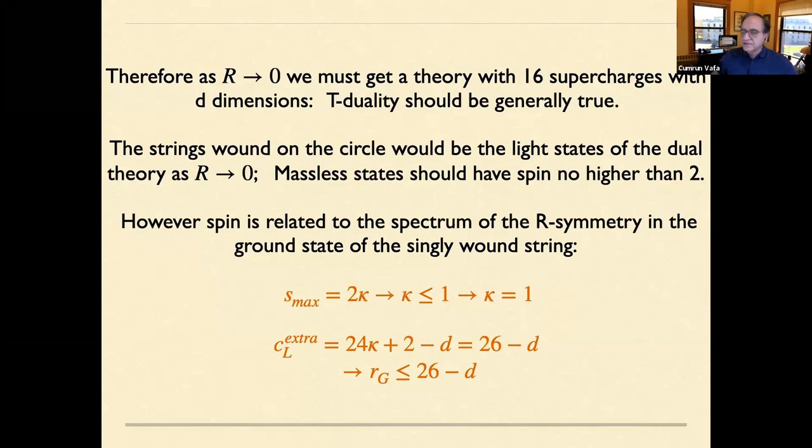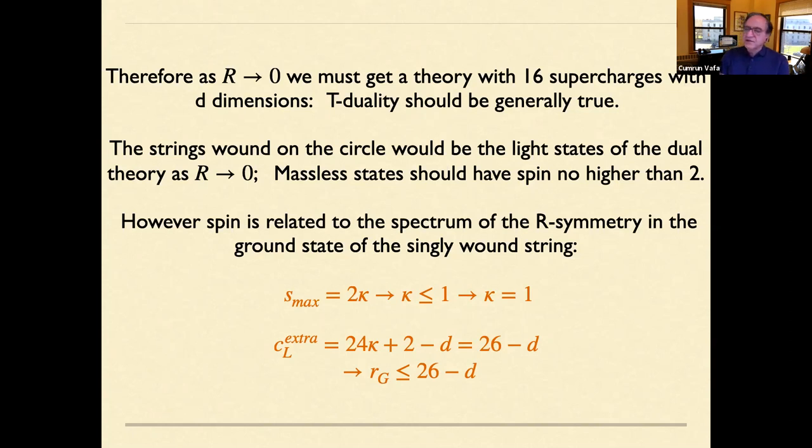So you start with a large circle and you wind a BPS string in your field around it, and you look at the lightest states on this string. In the limit as the radius goes to zero, the supersymmetry algebra implies that the mass of the state in the corresponding one-lower-dimensional theory goes to zero. So we get arbitrarily light states, but we know they cannot have spin more than two, because we are getting a dual theory of gravity, and therefore the spin has to be bounded by two. However, in a supersymmetric theory, the spin is related to the spectrum of the R symmetry in the ground states of this singly wound string.